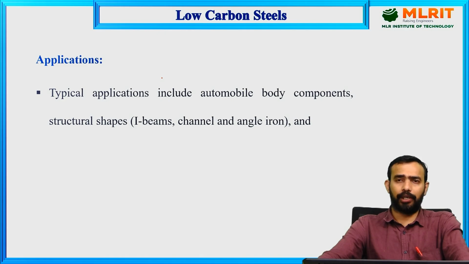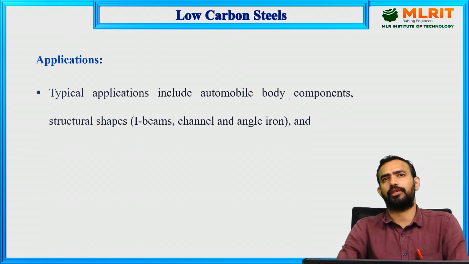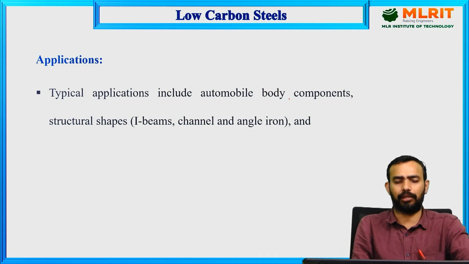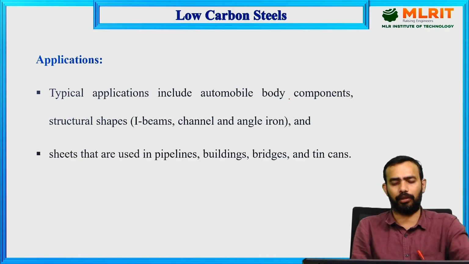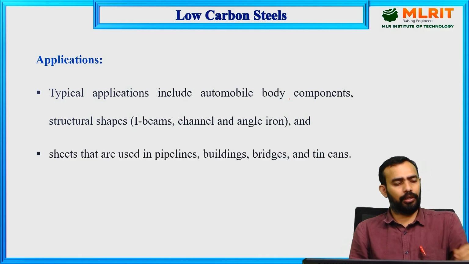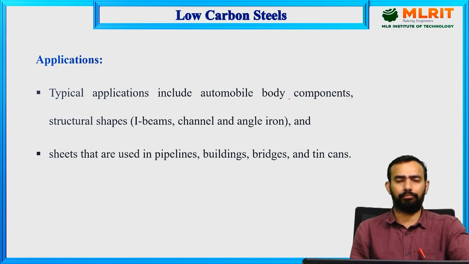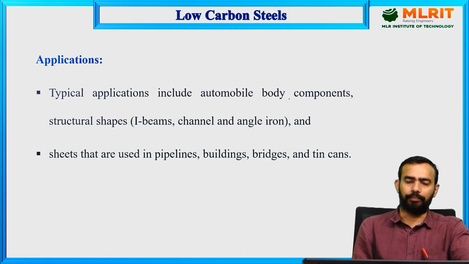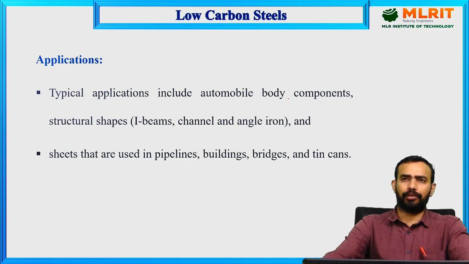And if you look at the applications of these low carbon steels, mild steel is one of the materials that is widely used under these low carbon steels. Typical applications include automobile body components, and structural shapes like I-beams, channels, or angle irons, and these are the primary applications. Along with this, there are sheets. Sheets are widely used in pipelines, buildings, bridges, and tin cans, etc. These are some of the applications of low carbon steels.